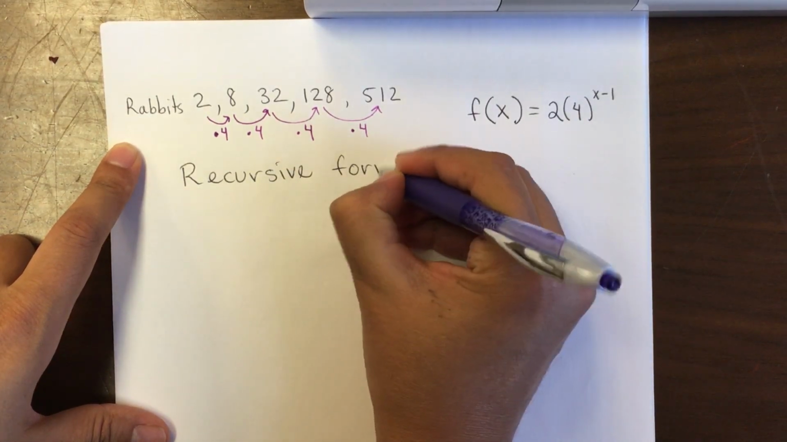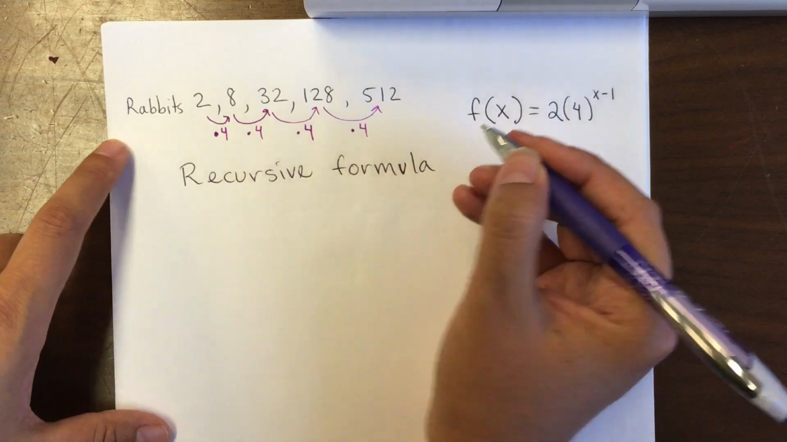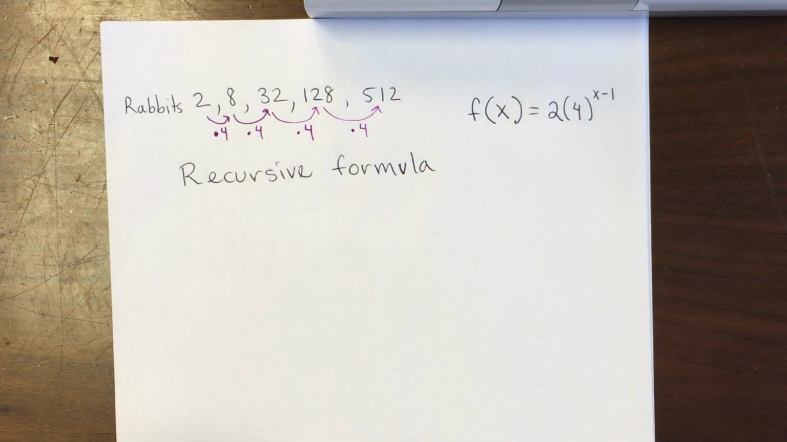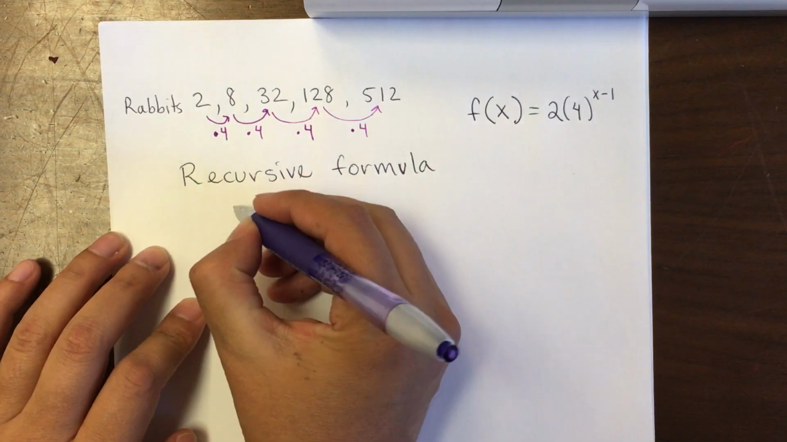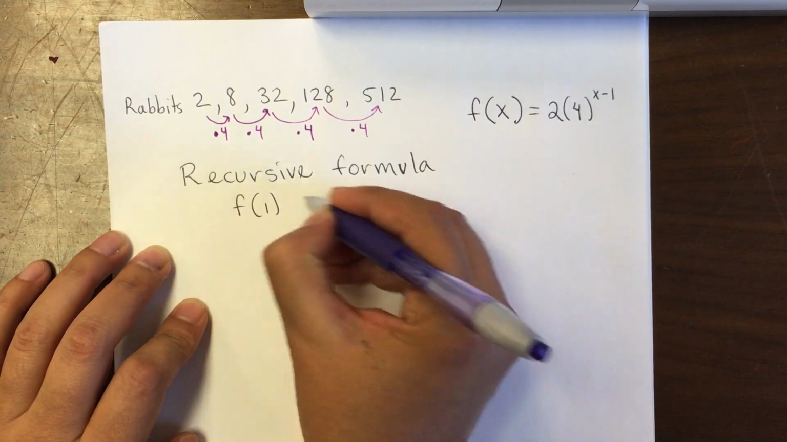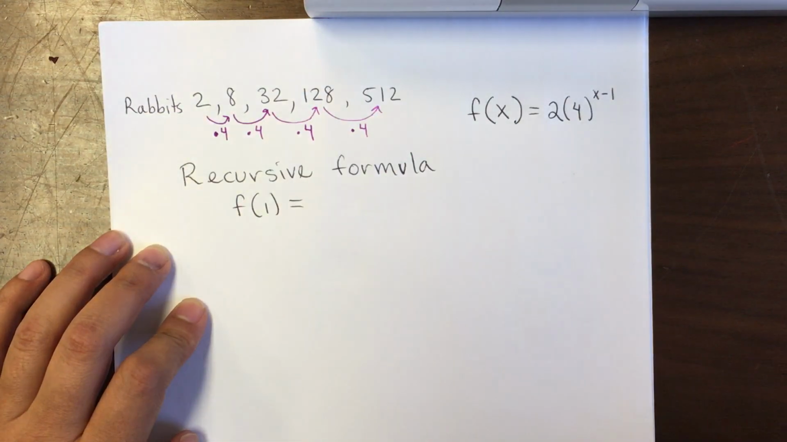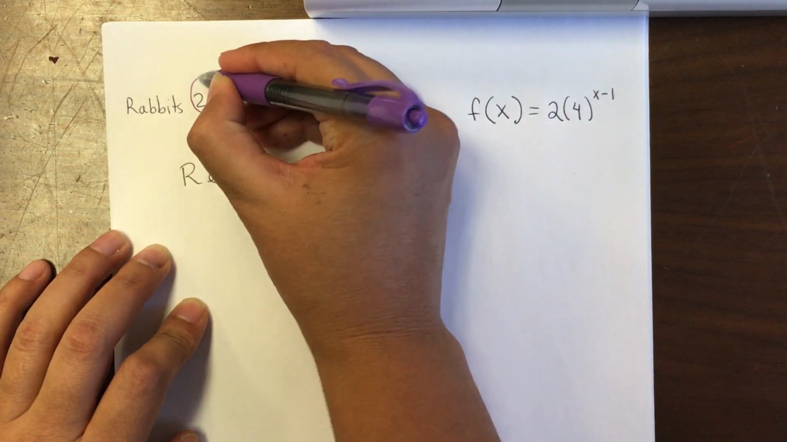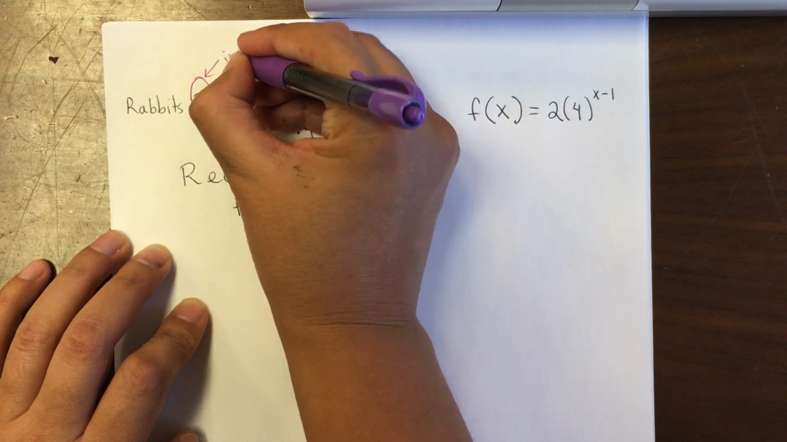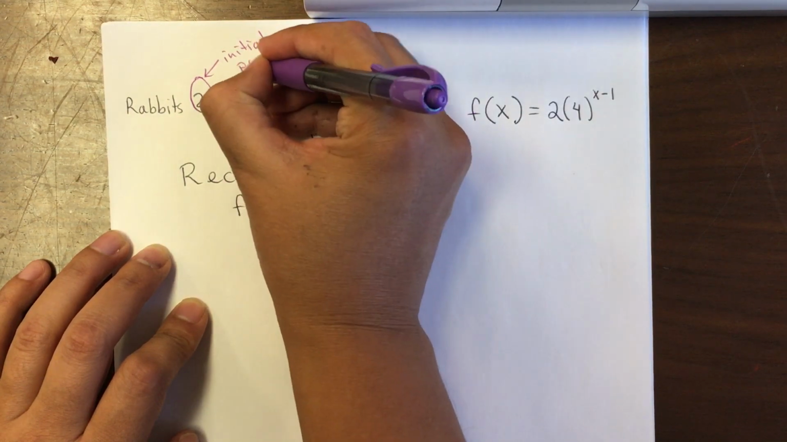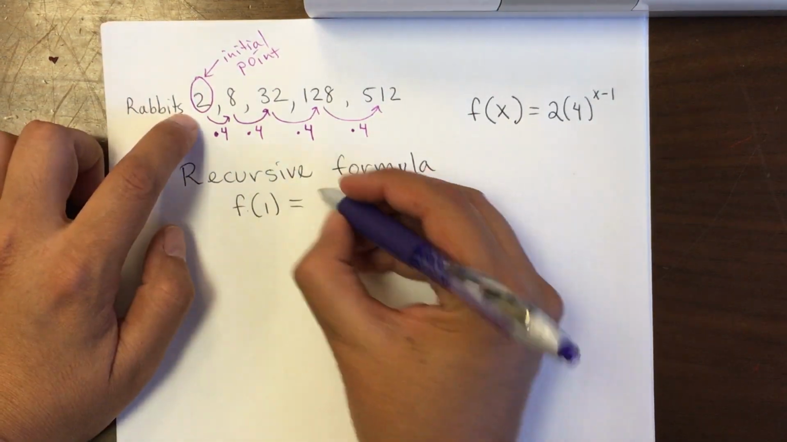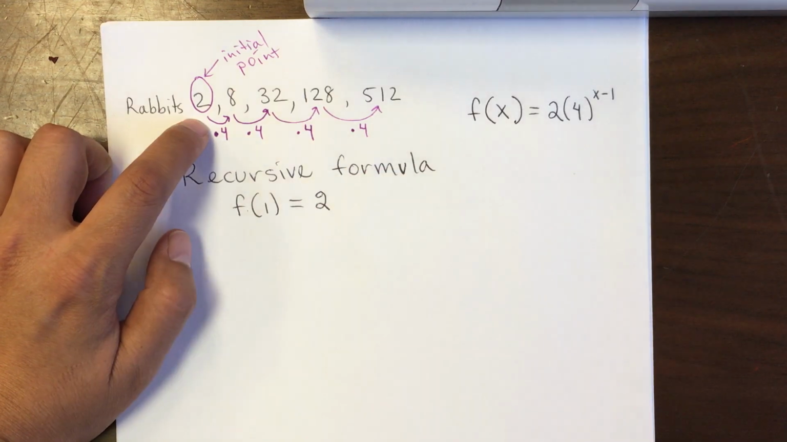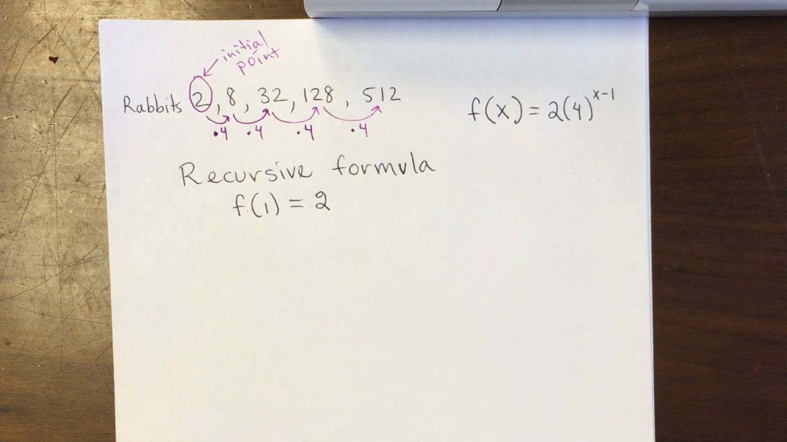So for now, what I want you to do is write what is called the recursive formula. And the recursive formula has two parts to it. We're going to say that we always have f of 1, which is the initial point. So it's f of 1, initial point. Okay, so f of 1 in this scenario is 2 because we start with 2 rabbits.